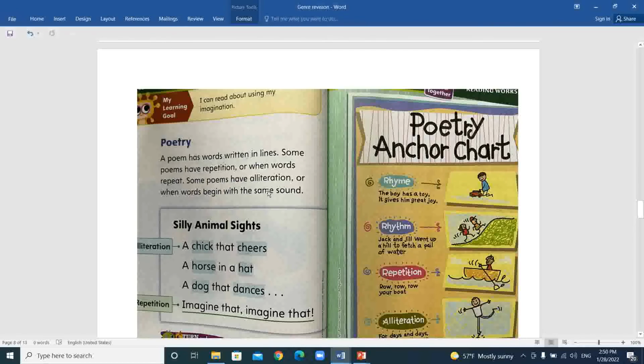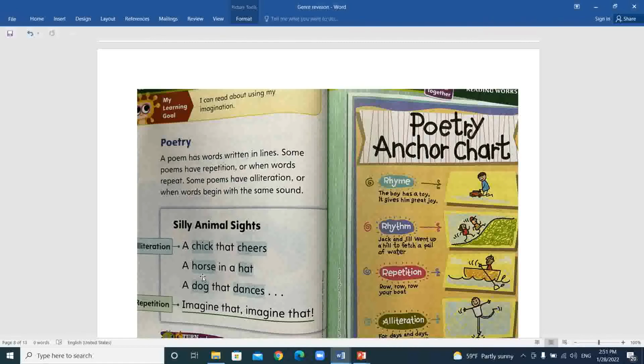We also took the word alliteration. Alliteration, sometimes in one line, the poet can use words with the same sound. Like here, a chick that cheers. Chick and cheers begin with the same ch sound. Horse in a hat. Horse and hat, they begin with the same sound. We also read the poem about the box, where there were several words where alliteration was used.